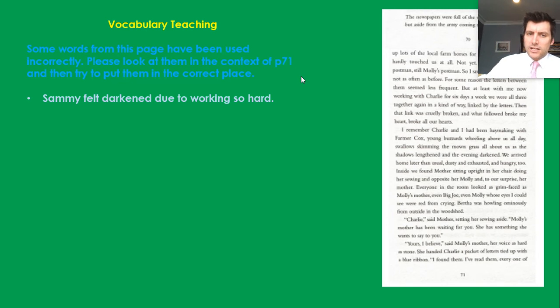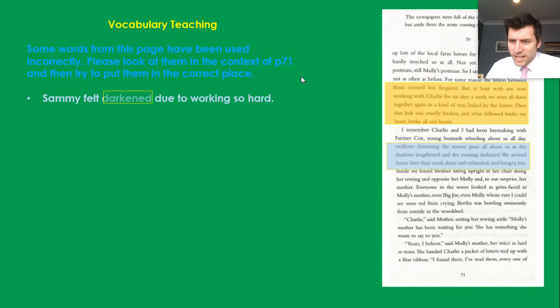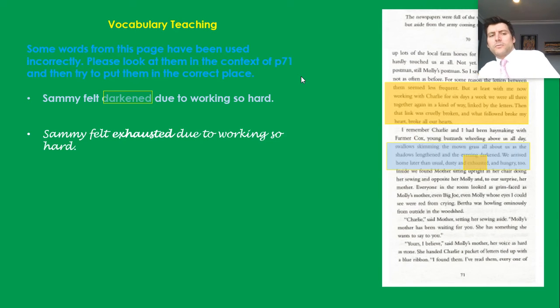So Sammy felt darkened due to working hard. I don't think he did. Okay, how did Sammy feel? Sammy felt not darkened. So Charlie here and Tommy are working hard, so that gives us a clue that they're working hard. Now, darkened isn't how we feel when working hard. I'm looking here, darkened's there, but how are they feeling? We arrived home later than usual, dusty. Felt dusty due to working hard. Doesn't quite work. Which word is it? Exhausted. Okay, so it should be Sammy felt exhausted due to working so hard.